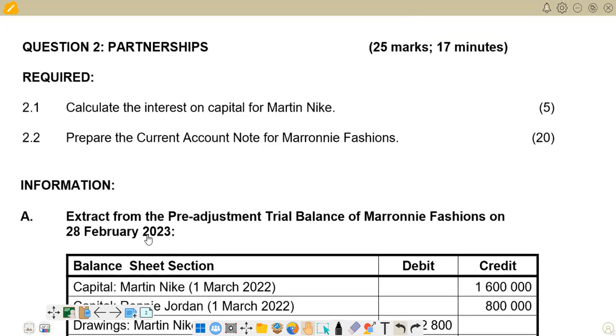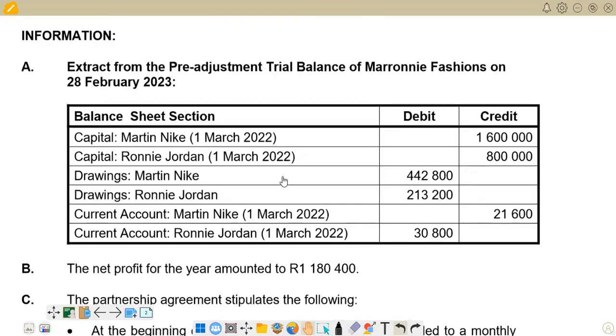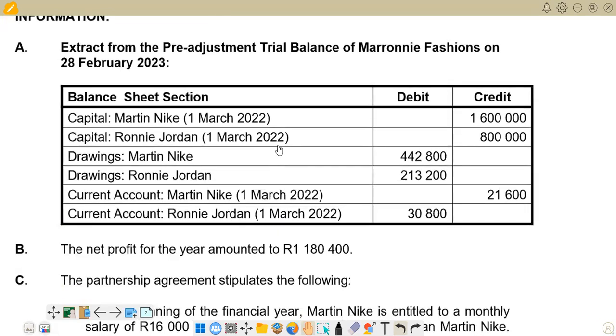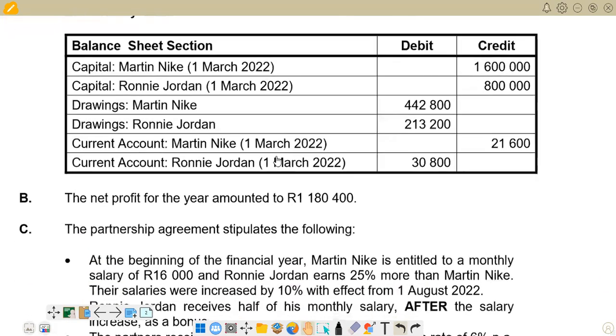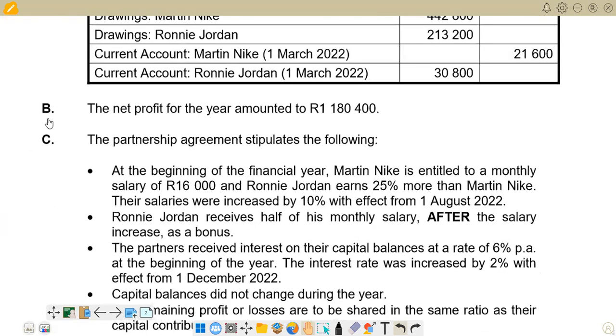Now in the question, we've got part A, an extract from the pre-adjustment trial balance of Maroni Fashions on 28 February 2023. This is what we have in terms of the balances that we are given, with the debit column and the credit column. Then beneath that, we have some information, for example the net profit for the year, which amounted to 1,180,400.